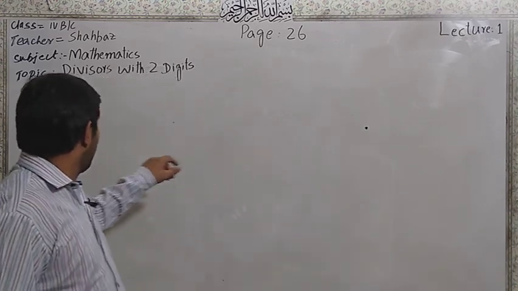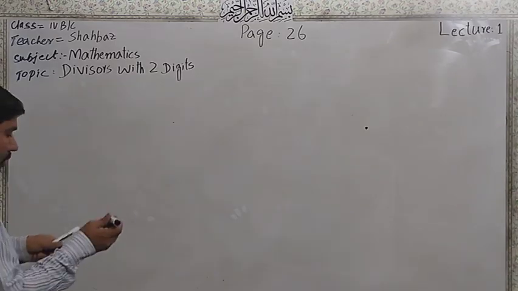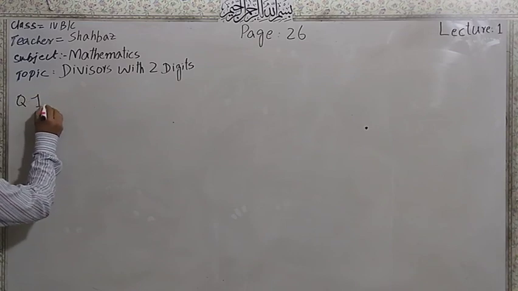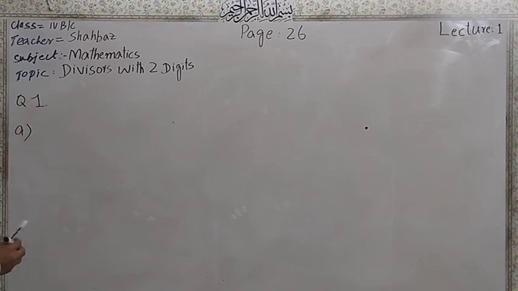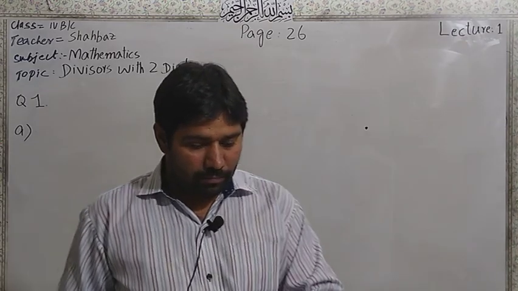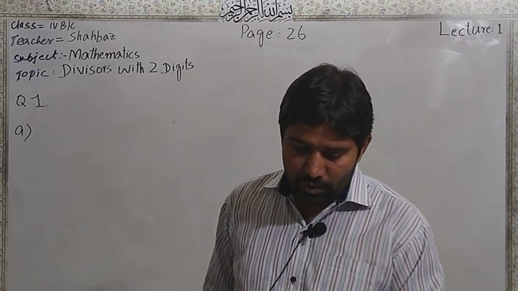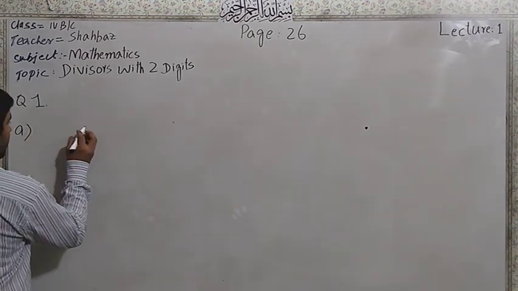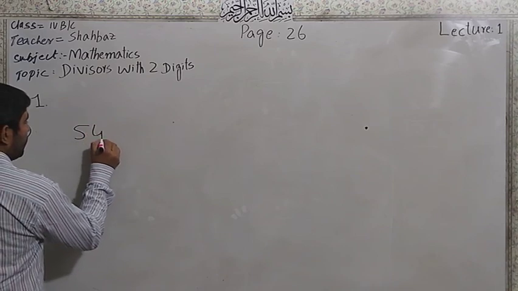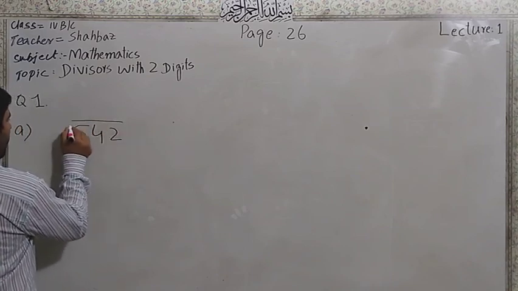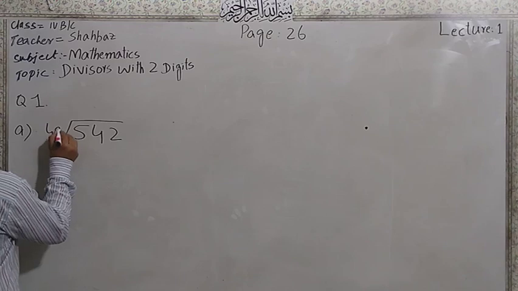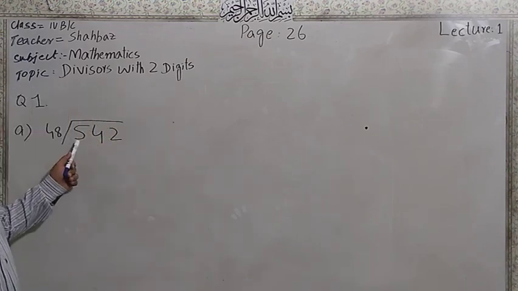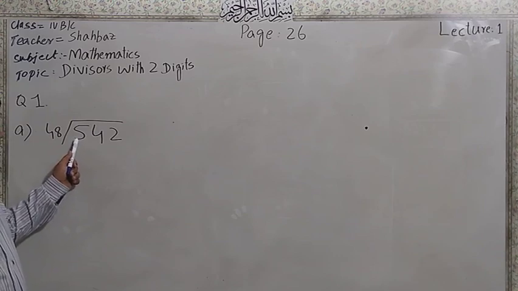On page number 26 you have question number 1. In question 1, part A, you have 542 divided by 48. Dear students, in division, you know that we take first this one, this hundreds.